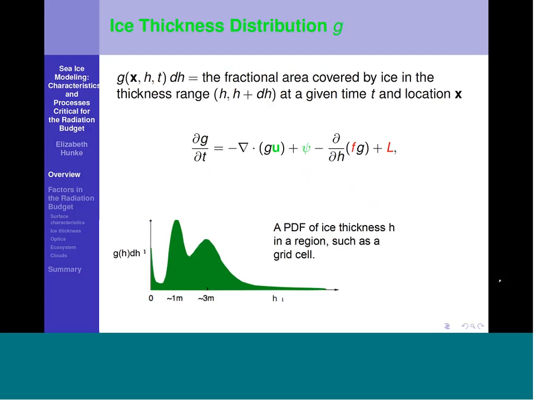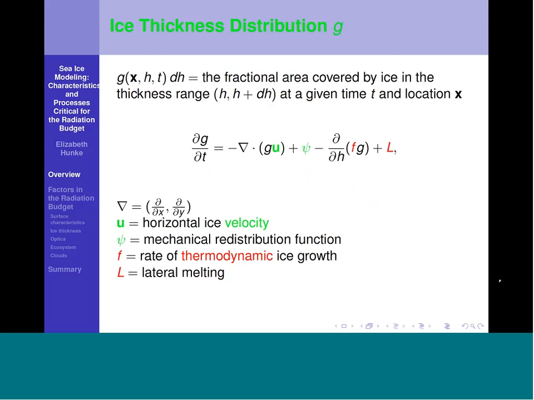In mathematical terms, the ice thickness distribution is an area. It's the fractional area of the grid covered by ice in a given thickness range. So this equation describes the evolution of the ice thickness distribution, and it is the fundamental equation in the sea ice model that ties together all of the various processes. So, for instance, the ice thickness distribution changes due to thermodynamic growth and melting in red, and also due to dynamic influences, namely the convergence and divergence of the ice and mechanical redistribution or ridging processes.